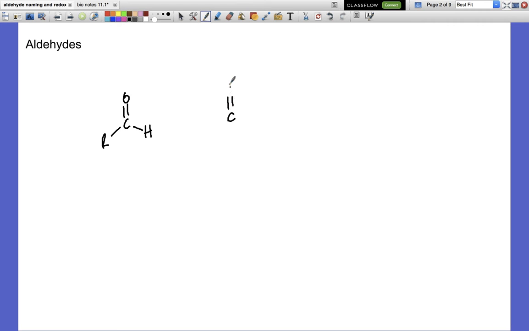Now that R group can also be a hydrogen, it turns out. The simplest aldehyde is actually a 1 carbon chain, right? This would either be called a methanal, or more frequently, it's called formaldehyde.